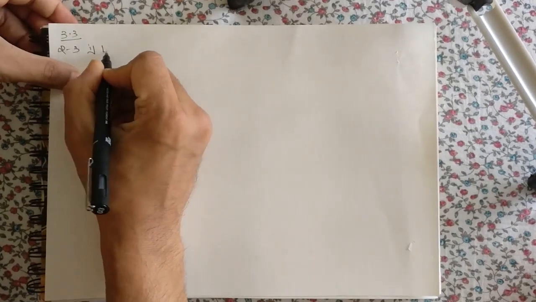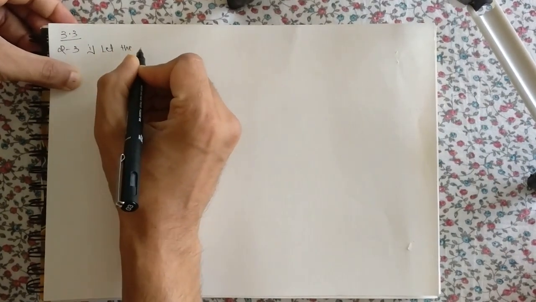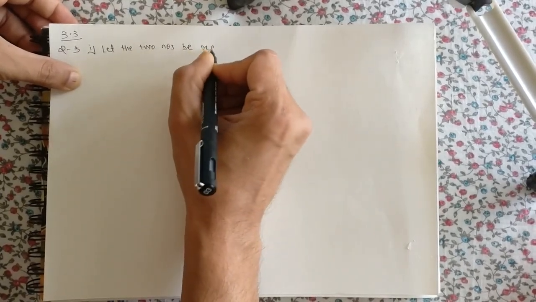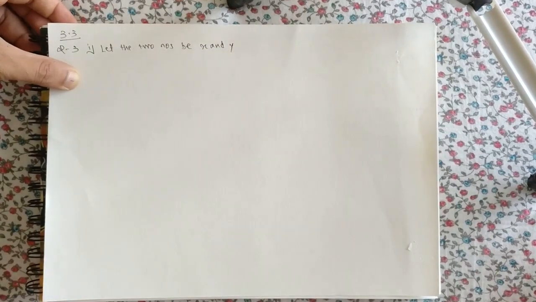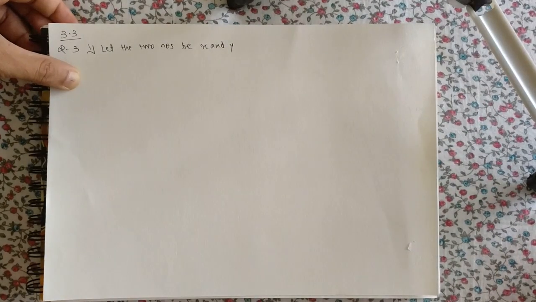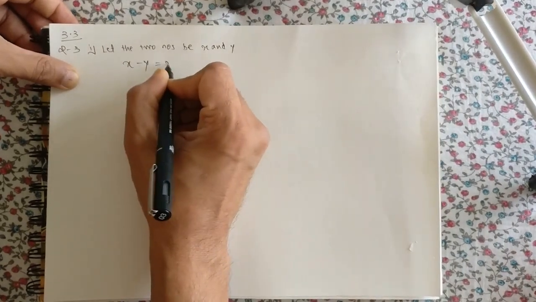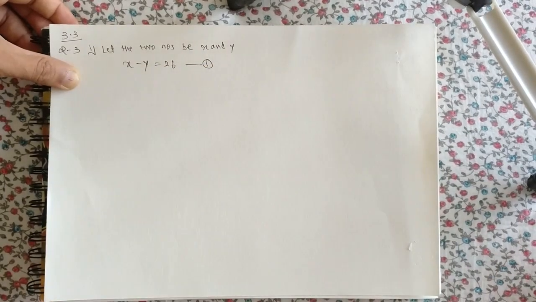The difference between two numbers is 26, right? One number is 3 times other, find them. Now first statement should be, let the two numbers be x and y. Let the two numbers be x and y. The difference between them is 26. So x minus y is equal to 26. Equation number 1.